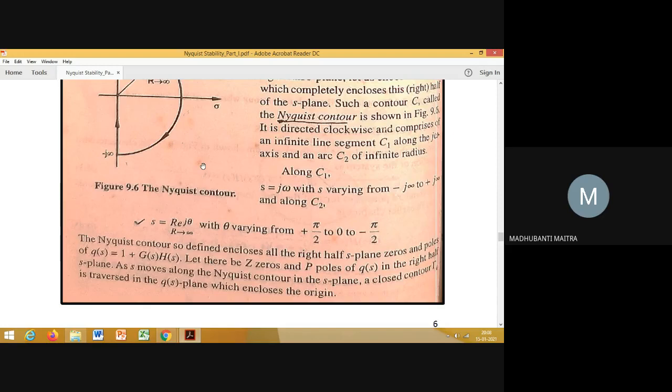Have you understood this? Right? So, N is the number of encirclements of the origin of the Q(s) plane by the Q(s) plane contour, in the counterclockwise direction, and this value of N will be equal to P minus Z, where P is the number of the poles of the characteristic equation lying in the right half of the S-plane, remember, and Z is the number of the roots of the characteristic equation lying in the right half of the S-plane.